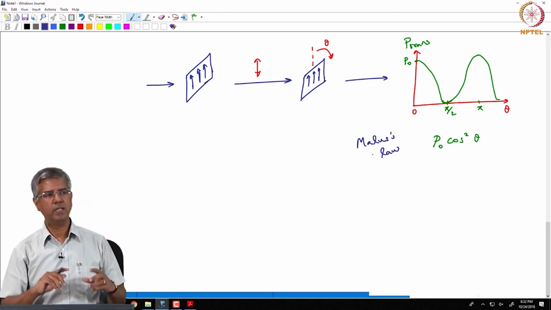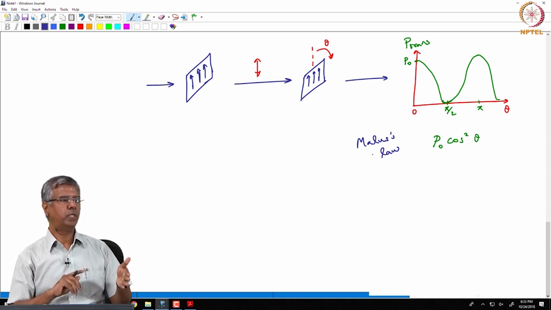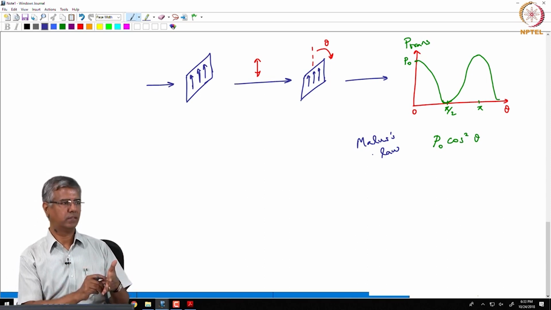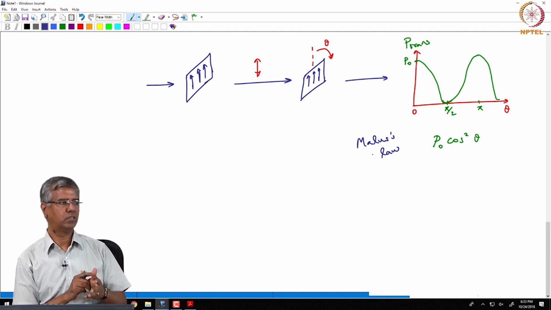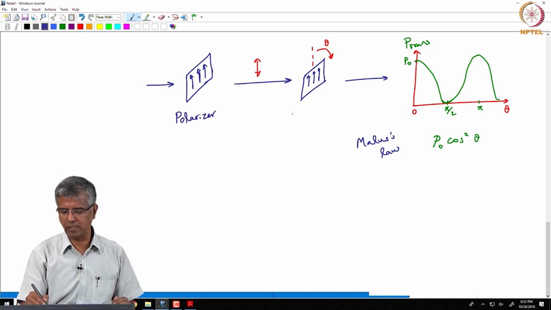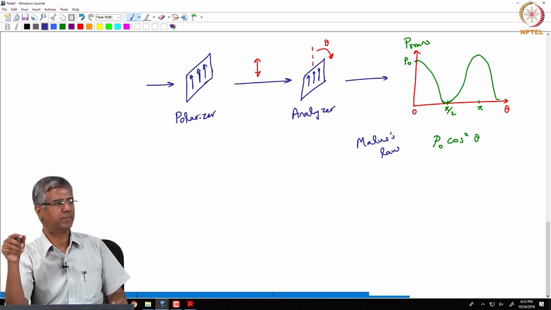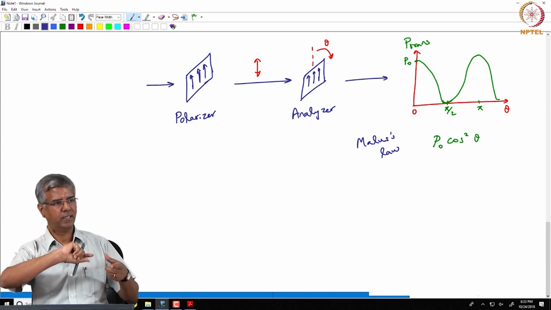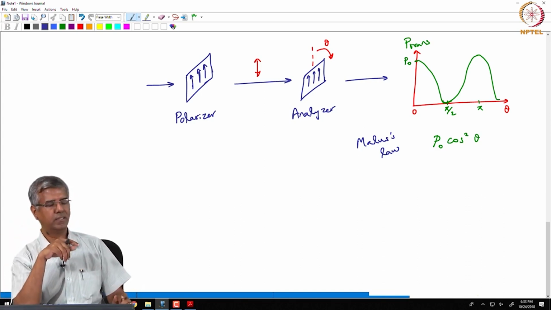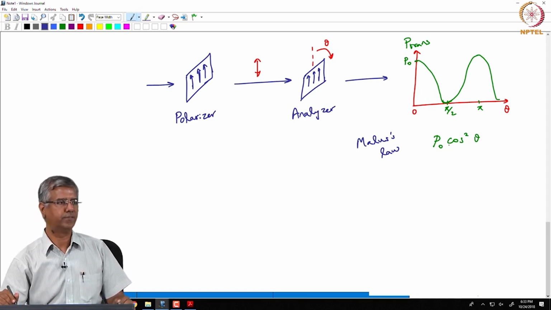Malus's law says that if I take a polarizer through which I am polarizing any light source, so this is my polarizer, and then I use another polarizer which I will call an analyzer, and I rotate that analyzer, then I would plot this cos squared function.